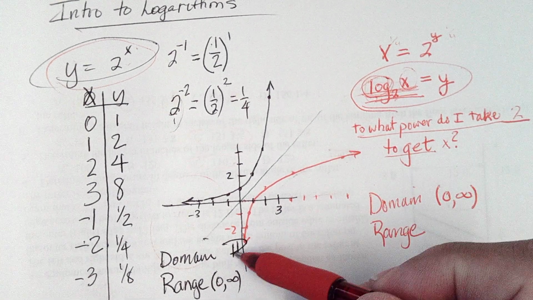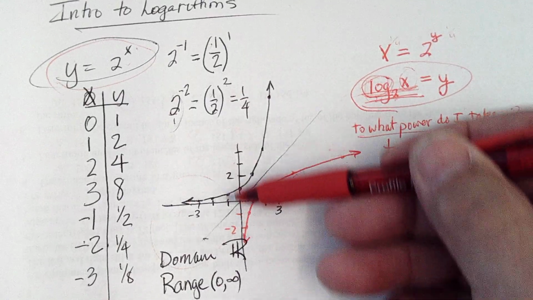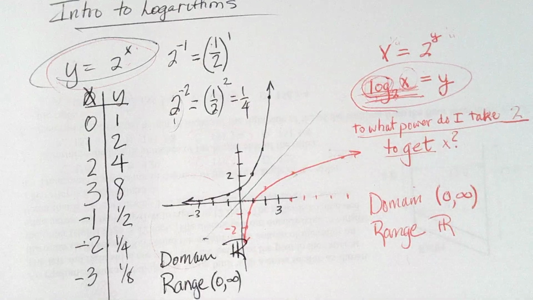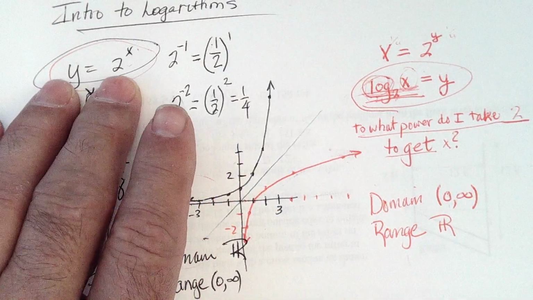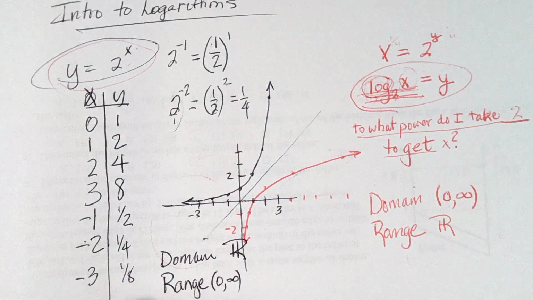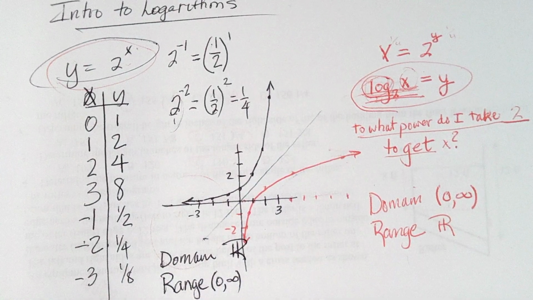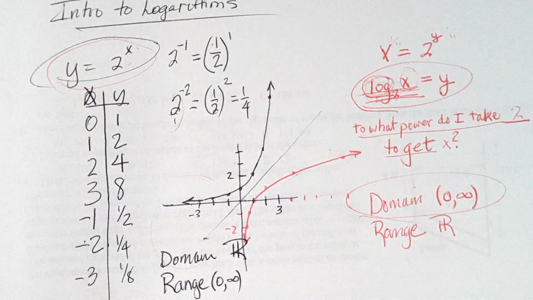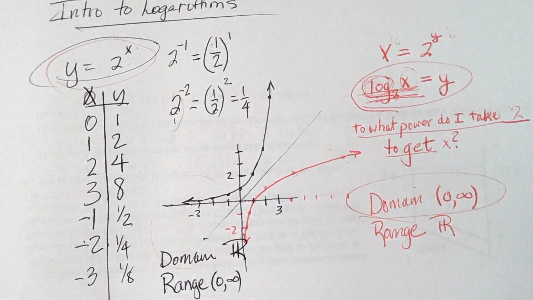The range, however, on this is like this. It goes from negative infinity all the way up to positive infinity. It's all reals. So we're switching the y and x to get the logarithm equation, and the domain and range swap. Okay, so this is an important thing. You can't take logs of negatives. Okay.